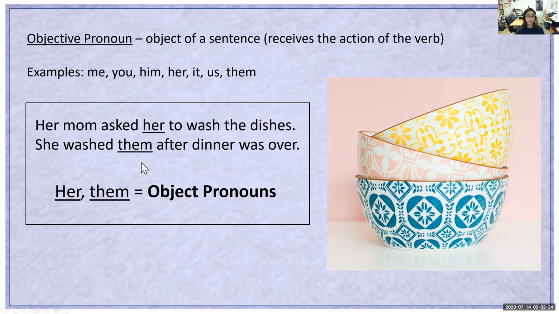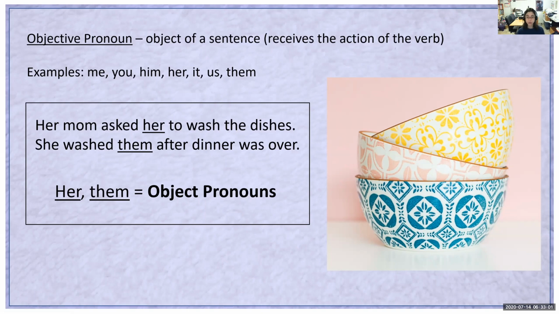Now, one thing that I wanted to point out really quick is that some sentences can actually have multiple types of pronouns. For example, with the sentence, she washed them after dinner was over, yes, we have an object pronoun, the object of a sentence, but we also have a subjective pronoun, which is she. She is our subjective pronoun. So we have she, subjective pronoun, washed them, objective pronoun, after dinner was over. So again, her, them, and all of these, me, you, him, it, us, etc., are all object pronouns. They receive the action of the verb.